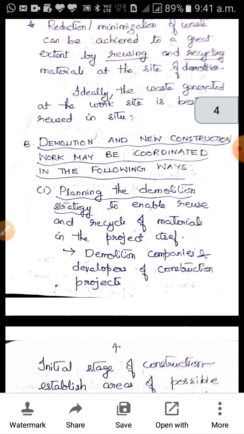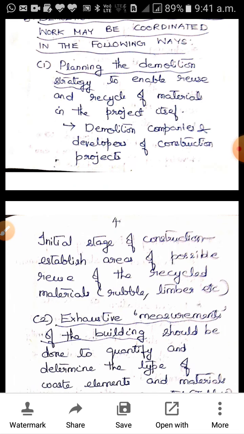The second one is demolition and new construction work, and how it can be coordinated. It can be coordinated in the following ways. Planning the demolition strategy, so how you are going to reuse and recycle the materials in the new project itself. This has to be done by the demolition companies and developers of construction projects, in the initial stage of construction. You have to establish the areas of possible reuse of the recycled materials. So mostly use the rubble, the stones and the timber.